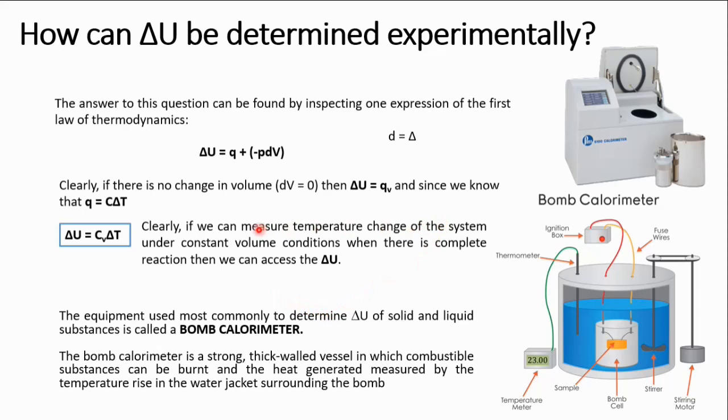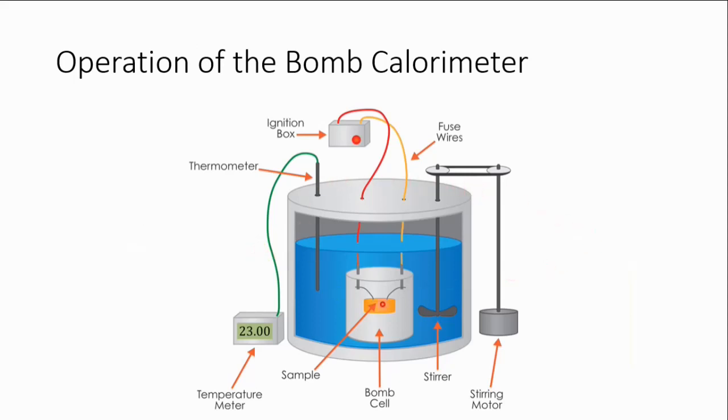Now, how can I evaluate Q? If I know the constant volume heat capacity of the bomb calorimeter, all I need to do is measure the change in temperature of the water jacket. And hence I have a thermometer. Once I know the change in temperature indicated by the thermometer, I just multiply that by the constant volume heat capacity of the calorimeter and I can get the internal energy change. Now, this is your bomb calorimeter.